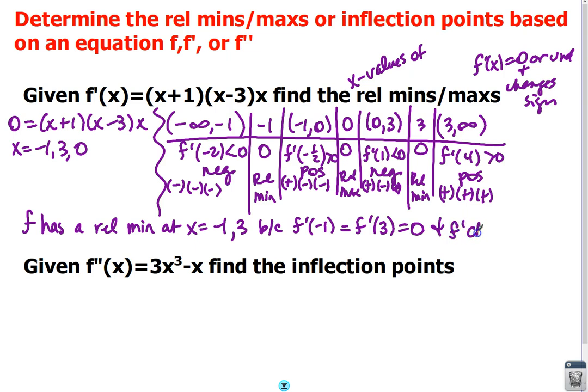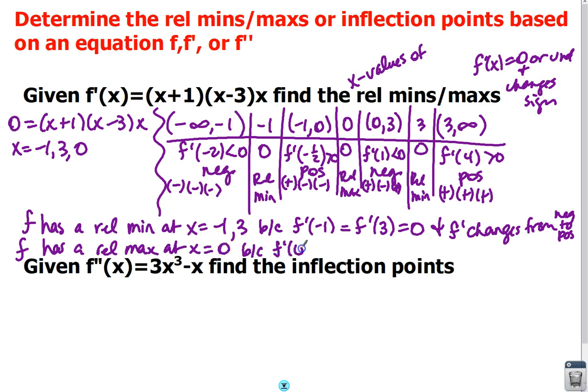And f prime changes from negative to positive. Sorry, ran out of room there. And then f has a relative max at x equals 0, because f prime of 0 equals 0, and f prime changes from positive to negative. So not only do we have to specify where they're located, we need to know how we know that they were critical numbers in the first place. That's this piece, and then how you know which one's which, relative min or relative max.